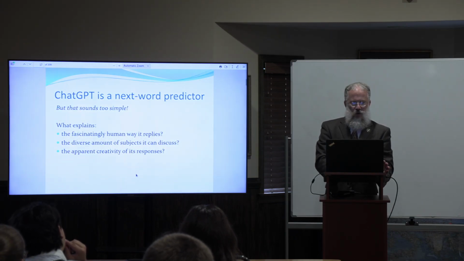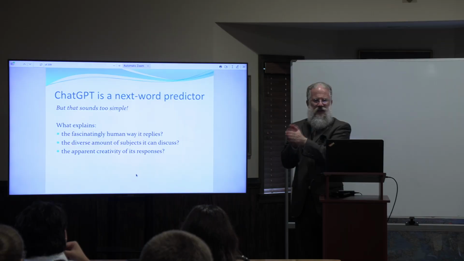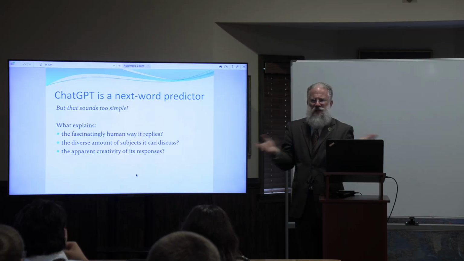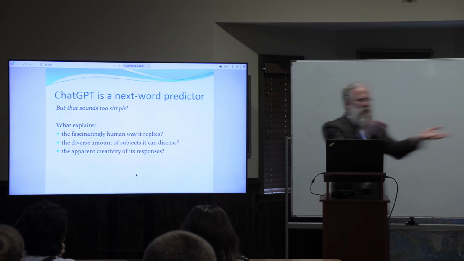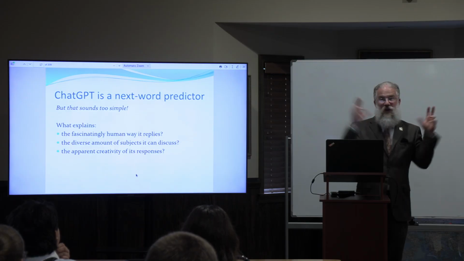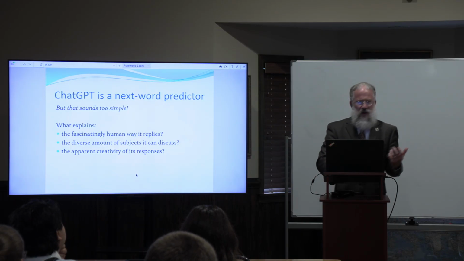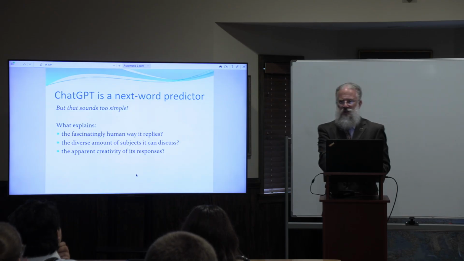So if that sounds too simple, you go, okay, it's a next word predictor. It's just predicting the most likely word to say after somebody has said this to it, and then doing that again and again. What explains the fascinatingly human way that it makes cute poems, right? Or the diverse amount of subjects that it can discuss, or the apparent spontaneity or creativity of its responses that gives a really human vibe? That sounds like this is too simple of an explanation.